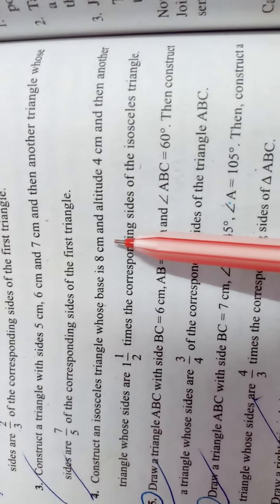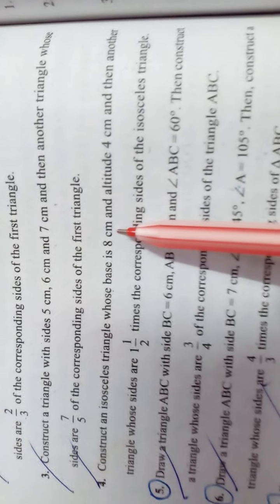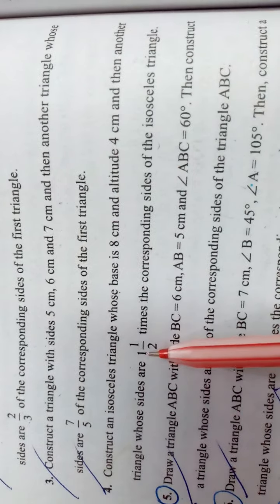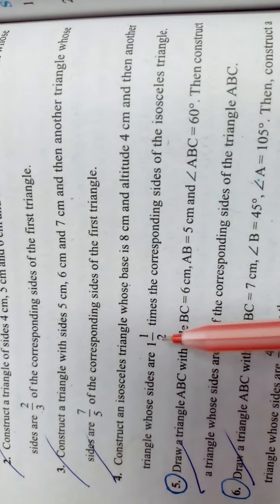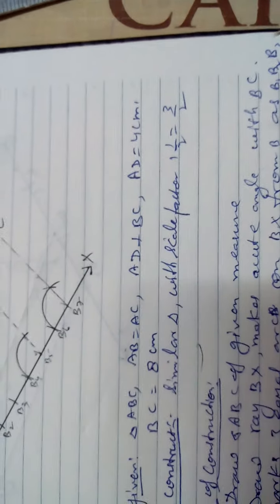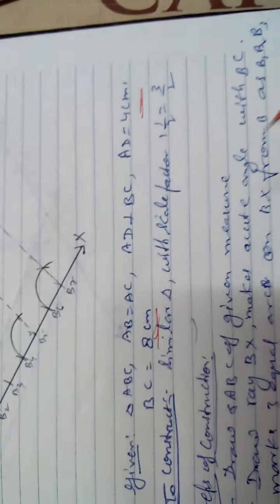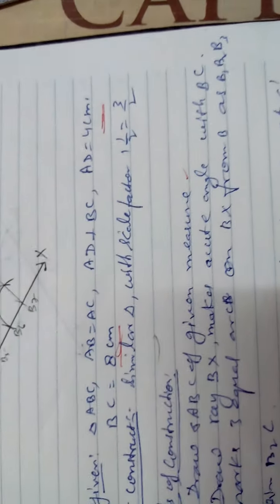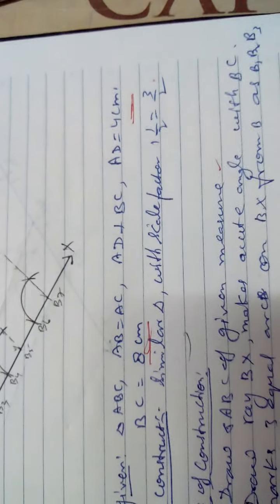Fourth question. Construct a triangle of, it is a typical question because construction is of an altitude and an isosceles triangle, base is given. 1 whole 1 by 2 scale factor means 2 1 is 2 plus 1, 3 by 2. So your scale factor is 3 by 2. First you see in the isosceles triangle what is given? Base is given 8 centimeter and the altitude is given 4. Sides are not given. So how will you construct that, you think? 1 whole you change into fraction 3 by 2.